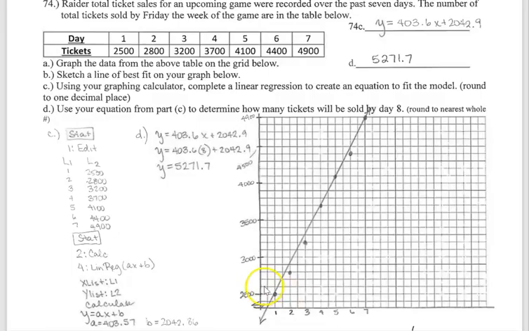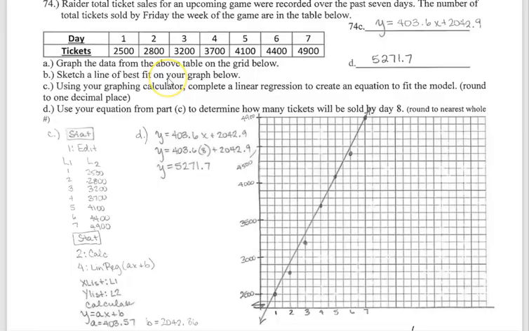Okay, so I'm going to first off graph the data from the table. So I've got 1, 2,500. I've got 2, 2,800. 3, 3,200. 4, 3,700. 5, 4,100. 6, 4,400. And 7, 4,900. All right.